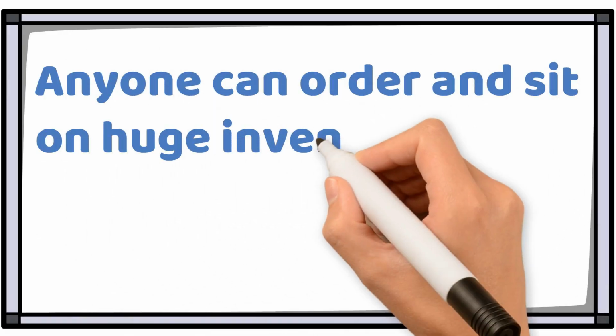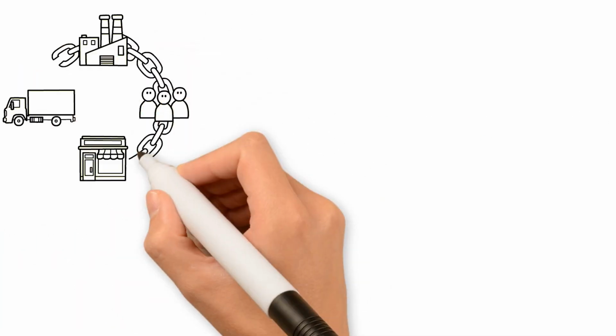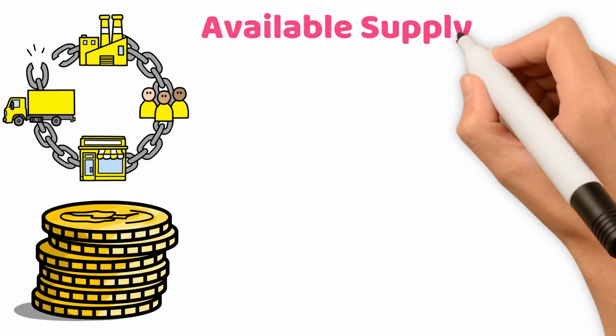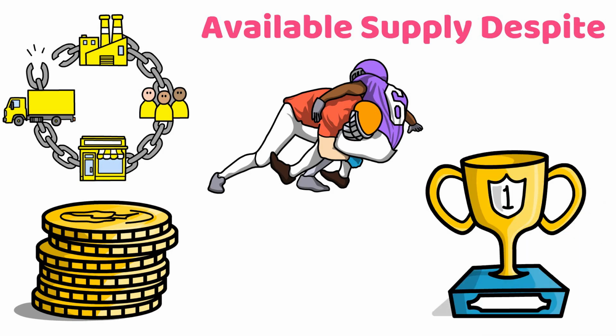The big point is this. Anyone can order and sit on huge inventories, and this is the way business used to be done. However, these days, the ability of supply chain organizations to hold minimal amounts and ensure available supply, despite encountering challenges, is how companies distinguish themselves nowadays.